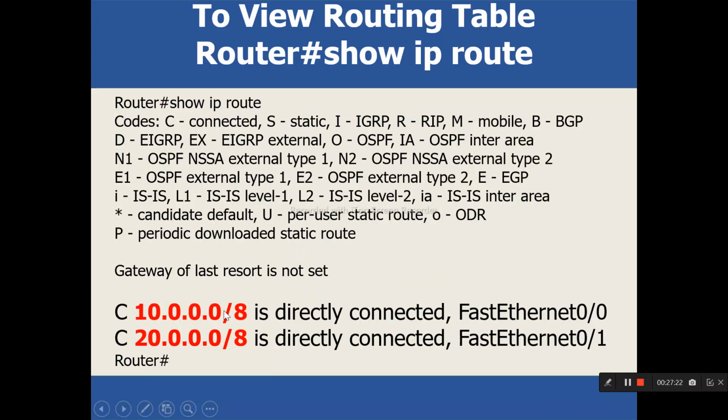You can see 10.0.0.0/8 and 20.0.0.0/8. Here the C represents connected, directly connected. We are going to discuss multiple protocols: static routing, default routing, RIP, IGRP. That time we'll see what value you get in the protocol column. So we have the protocol information, then the network address along with the subnet mask information, then how it's connected and which interface it is connected to. This information is available in the routing table.